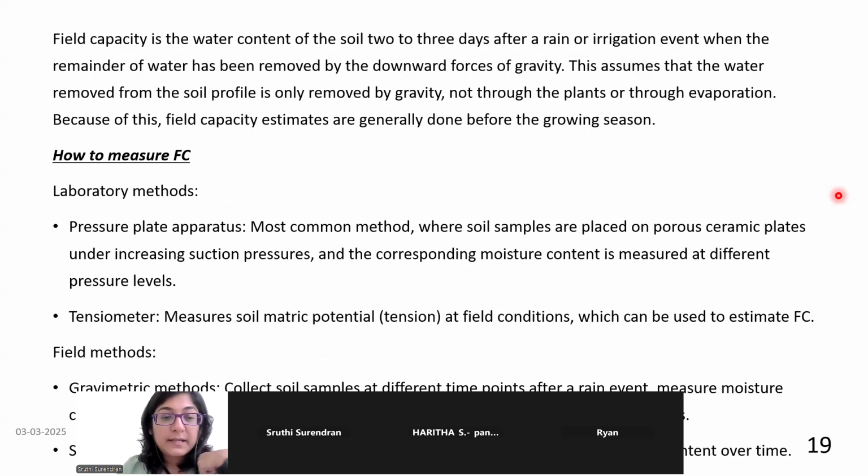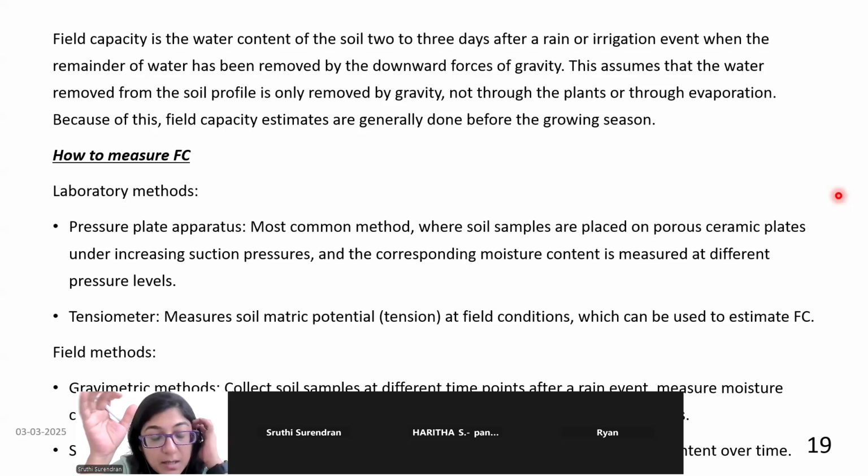In order to measure the field capacity and the wilting point, we have to measure how much soil water is available. That can be done through a variety of methods. In the laboratory, there are instruments called the pressure plate apparatus and tensiometers. A tensiometer measures the matric potential of the soil, and the pressure plate apparatus again corresponds to the pressure. In the field, there are gravimetric methods where the soil is collected and oven dried. So you get the mass of the total soil and the mass of the water. When you oven dry it, all the water evaporates.